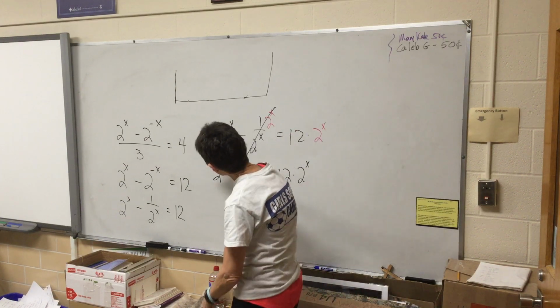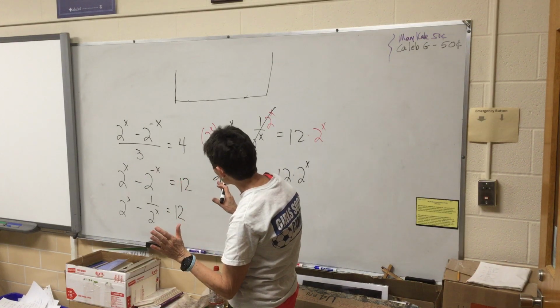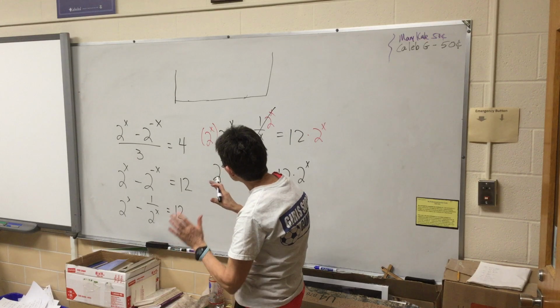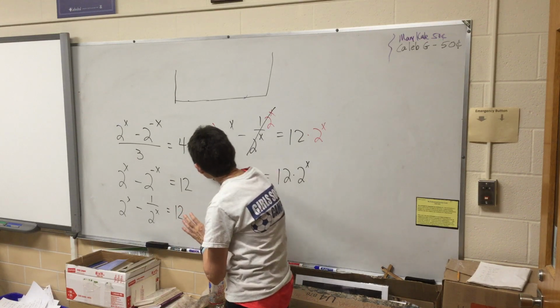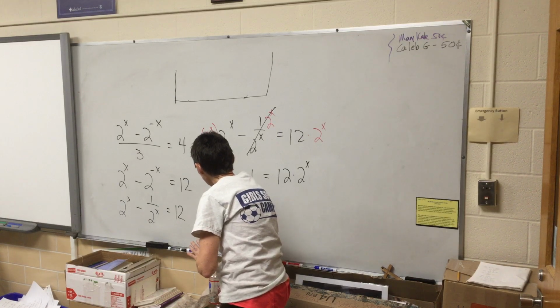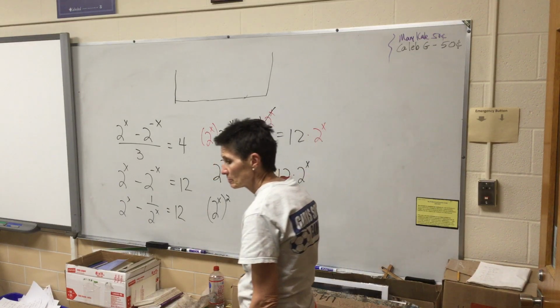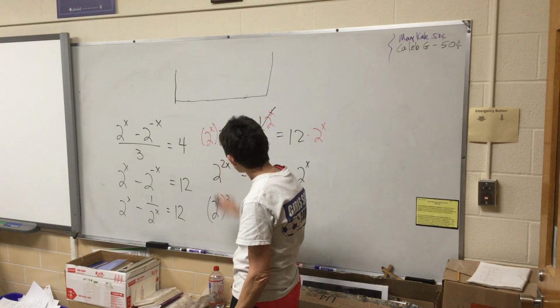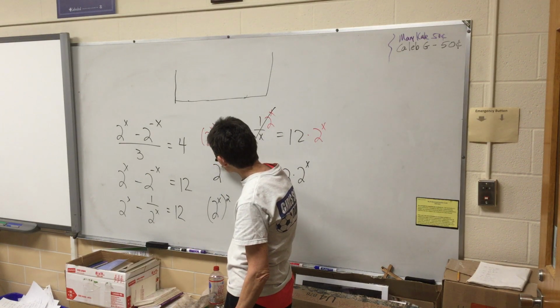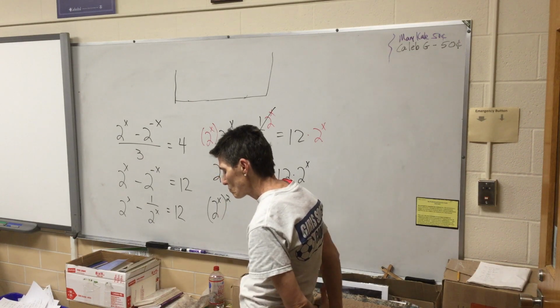Now, you can also think of this, open up your mind, challenging you a little bit today. You're taking 2 to the x times 2 to the x, so you could also think about it as 2 to the x squared. You're multiplying something times itself, so what you're really doing is squaring it.